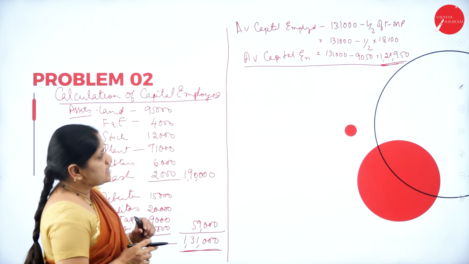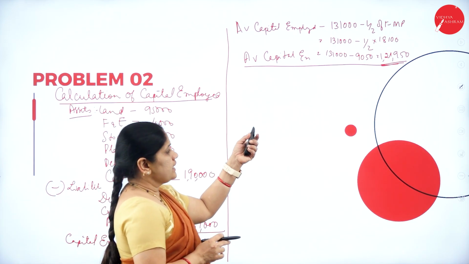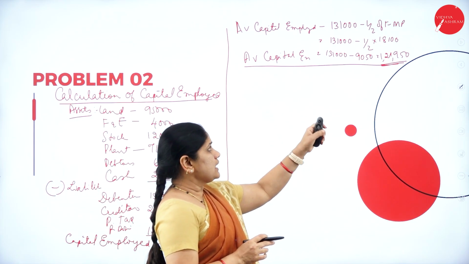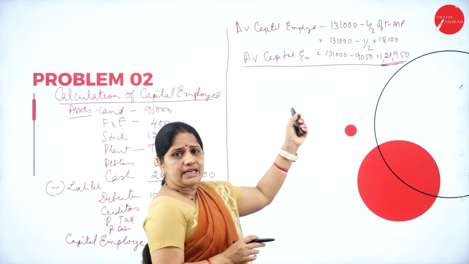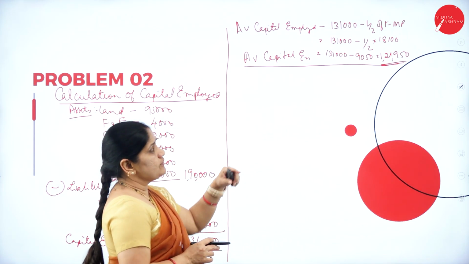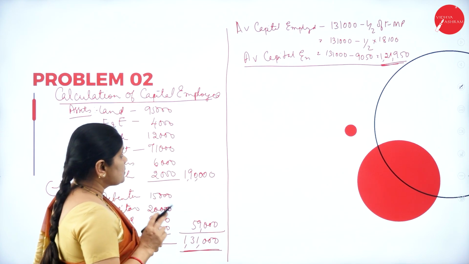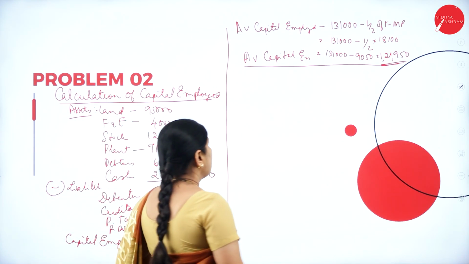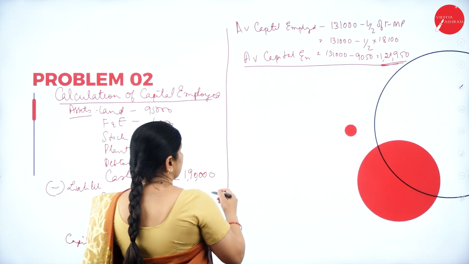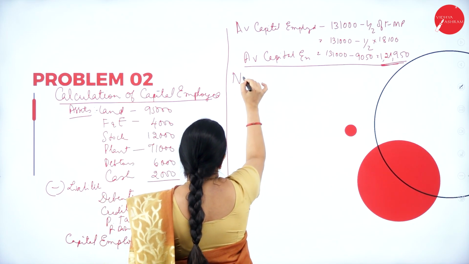So, the current year's adjusted profit I have taken. So, this will be 9,050. So, when I deduct 1,31,000 minus 9,050, I get 1,21,950. Now, the next step will be, we have to calculate the normal profit.